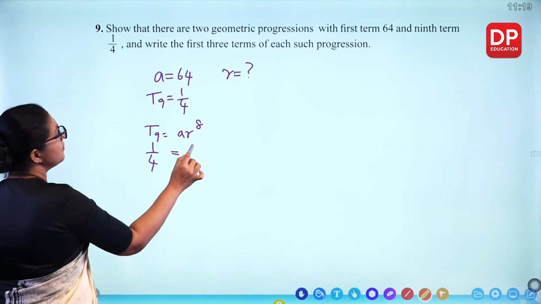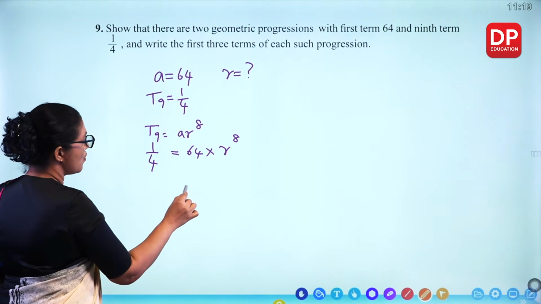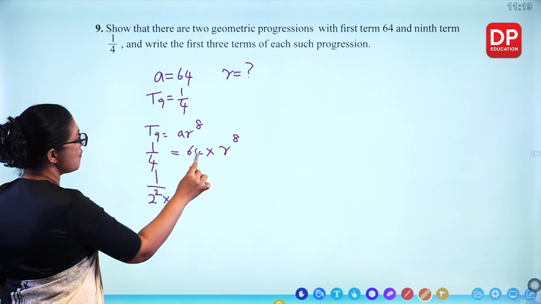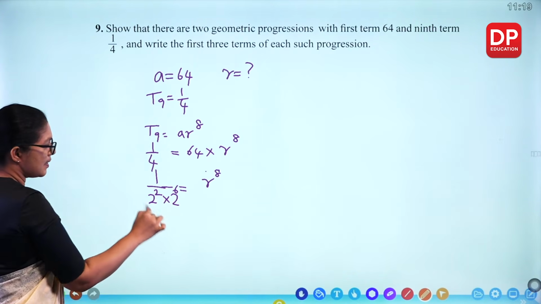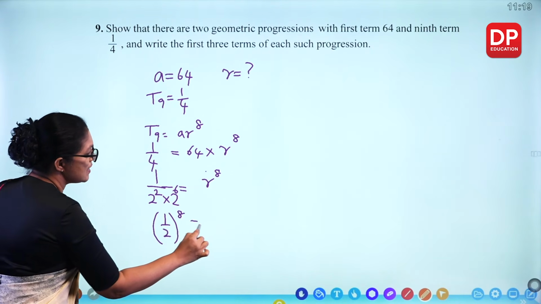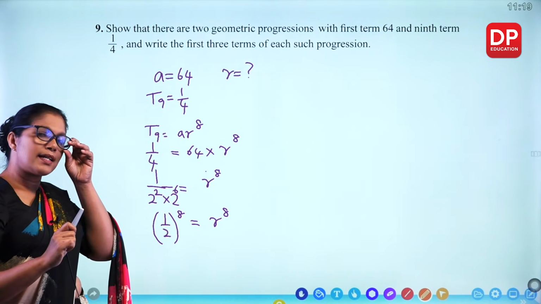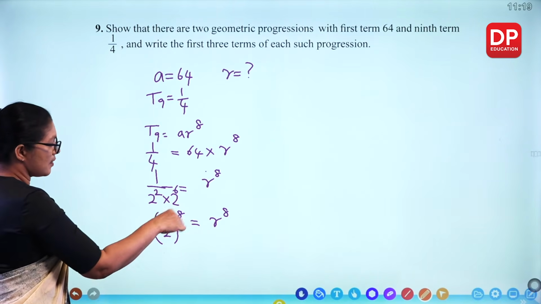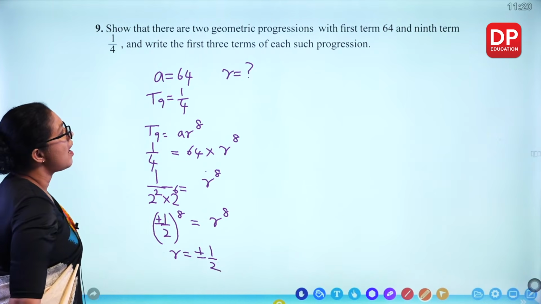Substitute the values. And I can take 64 down. And also I can write 4 as 2 to the power 2 and 64 as 2 to the power 6. Then 2 to the power 8. I can write 1 over 2 to the power 8 is r to the power 8. This is even power. You can get either positive or negative values. So powers are equal. You can write r is plus or minus half.